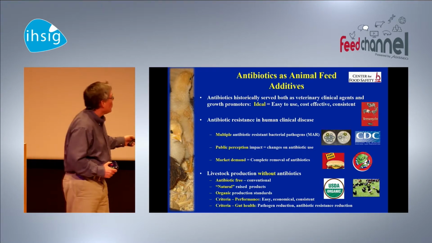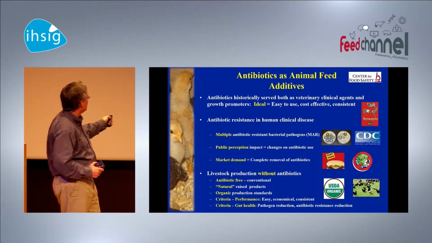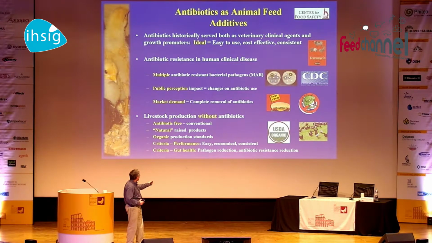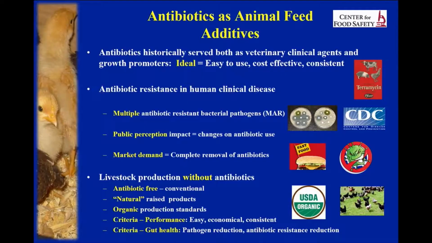Of course, we all know what happened with antibiotics. At the time, ideal meant easy to use, cost-effective, consistent, and that was the point they made in the pamphlet over and over again. We know since then that antibiotic resistance has emerged in human clinical disease and has continued to climb. Now we worry about MAR, multiple antibiotic-resistant bacterial pathogens. That has led to public perception, and certainly in the U.S. public perception has been a driver. We don't want antibiotic-fed animals. We don't want antibiotic-resistant pathogens, etc.